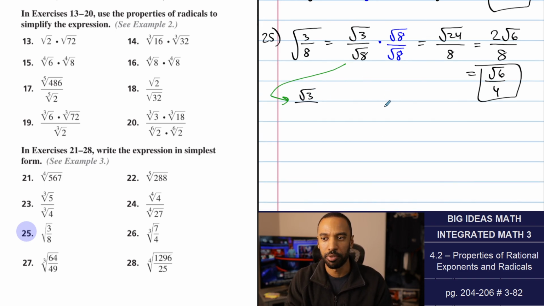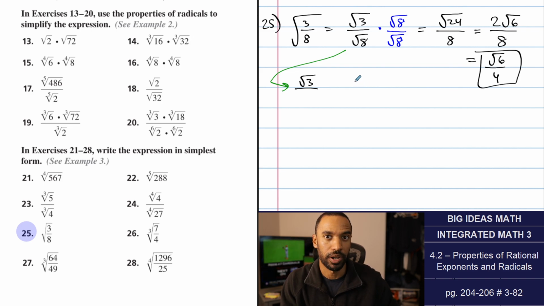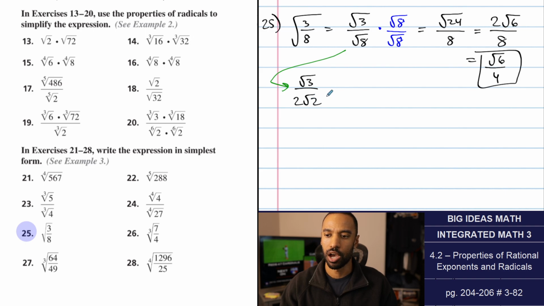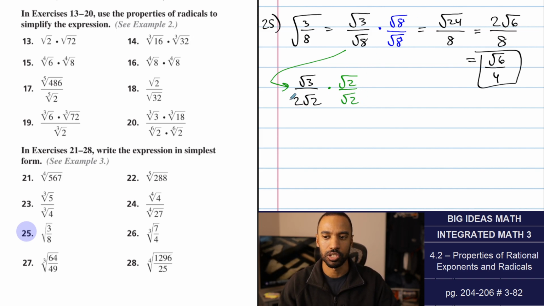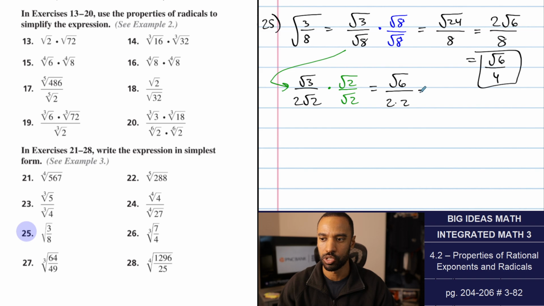Root 8 can simplify. It can't rationalize, but it can simplify. It's root 4 times root 2, which is 2 root 2. So when I rationalize the denominator here, I can multiply top and bottom, instead of by root 8, I can just do times root 2 straight up, because this 2 is not irrational. I don't need to do anything with that. I just need to do something with this part. And that gives you root 6 over 2 times 2, which is root 6 over 4. So you still get the same answer.